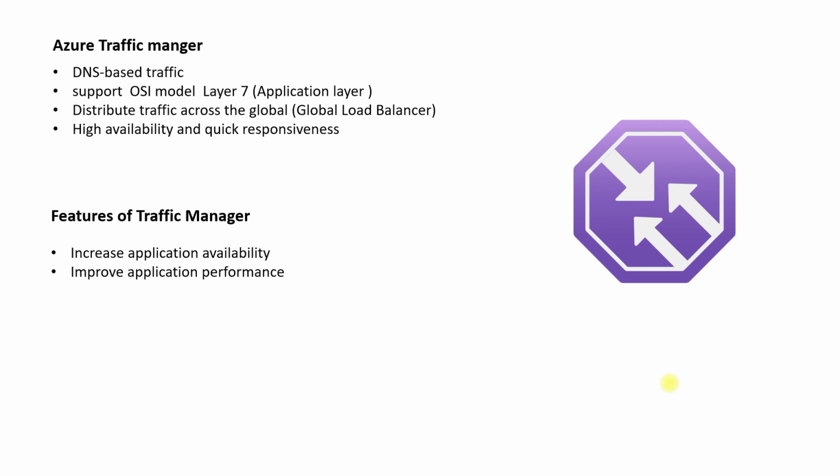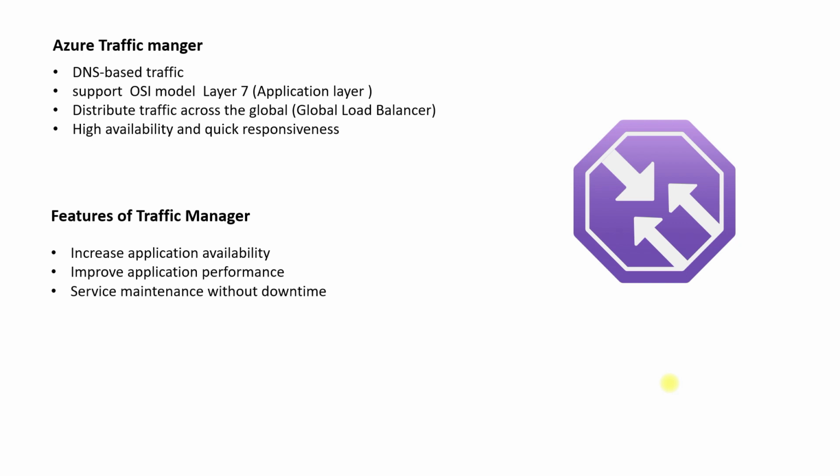Next one, improve the application performance. How does the performance improve? For example, a user needs to connect to an application in Azure. Azure Traffic Manager always looks at where the traffic is generated and which is the closest location for the user to connect to the application. So that improves the application performance.